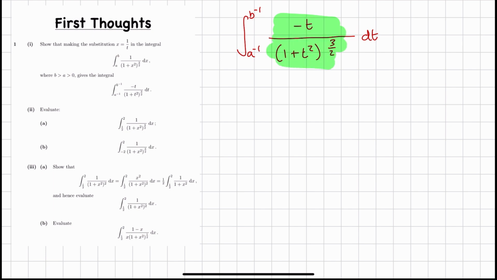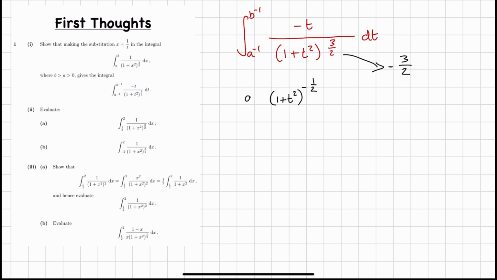So let's have a look at that then. Let's start with the awful function in the bottom. We know that it's raised to the power of 3 over 2, but it's on the denominator, so that's a negative 3 over 2. When we're differentiating, we obviously drop the power by 1. So our original function would have to start with negative a half as the power.